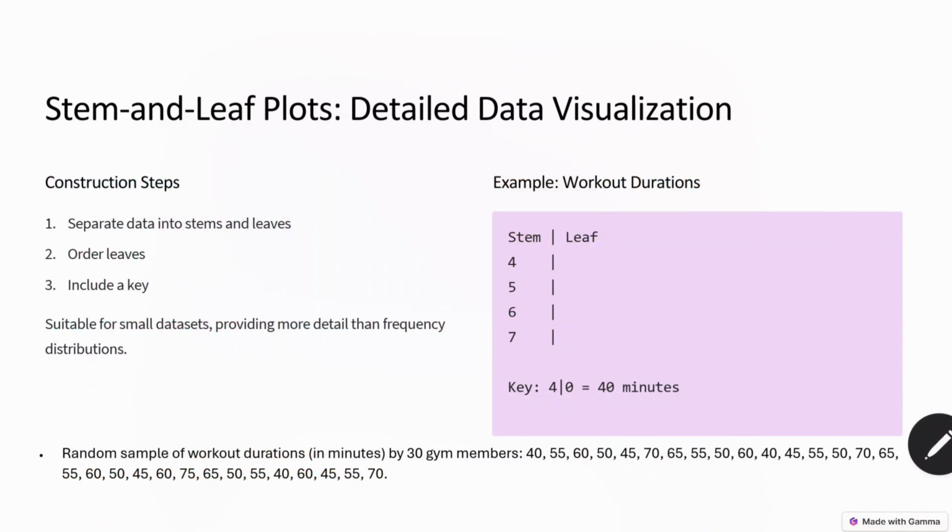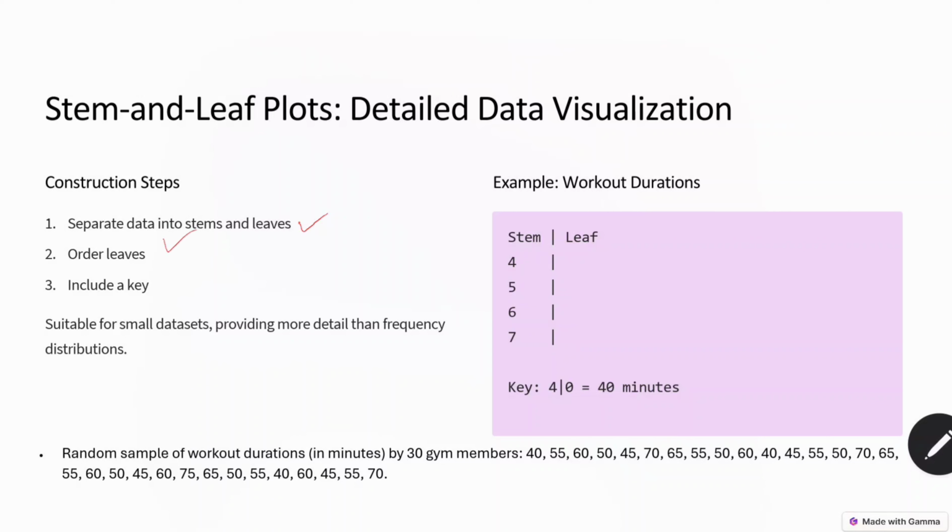And the next thing we have here is stem and leaf plots. The stem and leaf plot is another way to visualize your data, and it's very easy and straightforward. How do we do the stem and leaf plots? Number one, we separate the data into stems and leaves. Just like you have a tree, we have the stem, the branch, the root, the leaves. So here we call it the stem and the leaf.